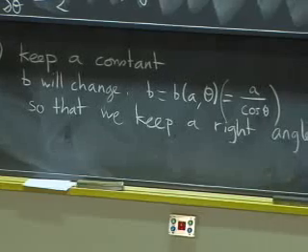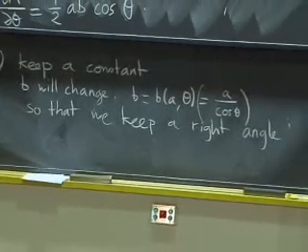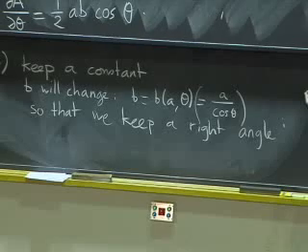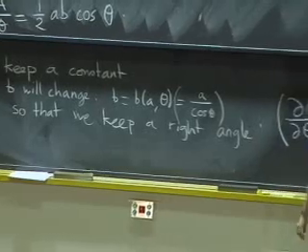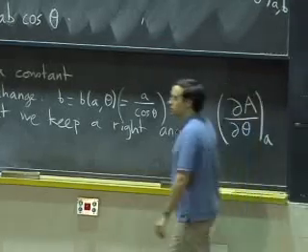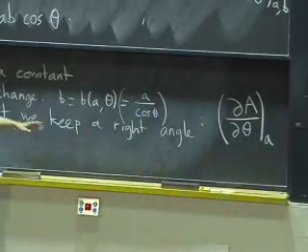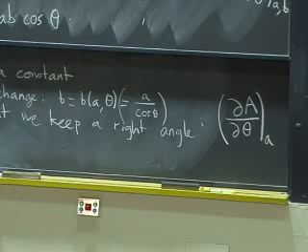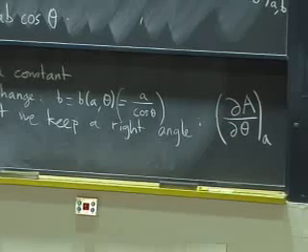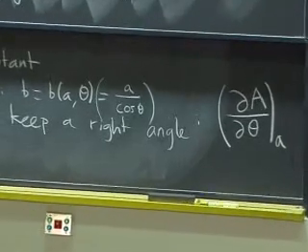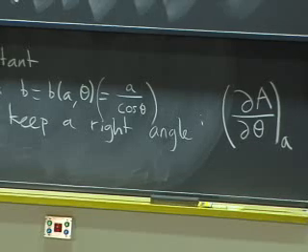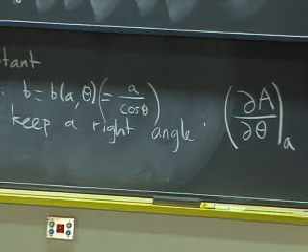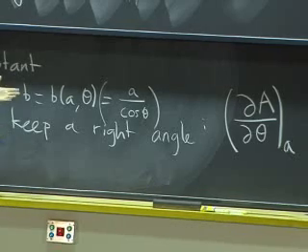And so the name we will have for this is partial A over partial theta with A held constant. Okay? And the fact that I'm not putting B in my subscript there means that actually B will be a dependent variable. It changes in whatever way it has to change, so that when theta changes, A stays the same. Well, B changes so that we keep a right triangle.